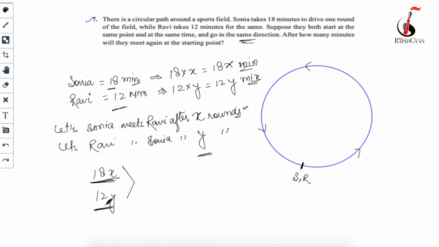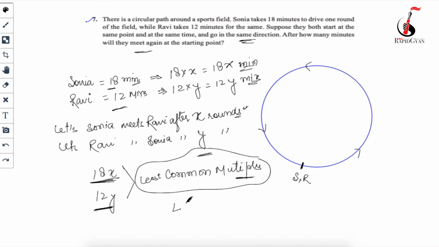After doing the prime factorization of 18x and 12y, you will have to find the common multiples. Then only you will be able to find it. There will be so many common multiples, but they are asking after how many minutes will they meet again, which means the first common multiple. So you can write it over here, the least common multiple, which is nothing but your LCM. It means you will have to find the LCM of 18 and 12. That's your solution.